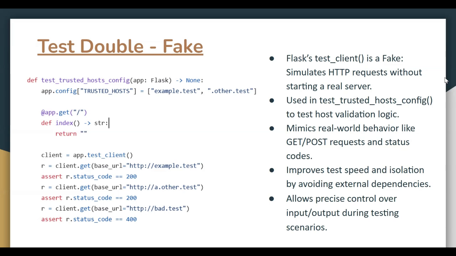So why use a fake here? Well, the benefits include, number one, speed. Tests run faster because there's no overhead from actual server setup. Number two, isolation. We can test Flask routing and error handling logic in a controlled environment. And lastly, number three, precision, where we're only testing what we care about. In this case, whether Flask accepts or rejects requests based on the trusted host config. And so, a test double fake replaces a complex or external dependency, in this case a live HTTP client, with a simplified but functional substitute that makes testing easier, faster, and safer.